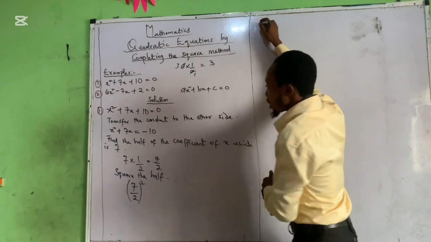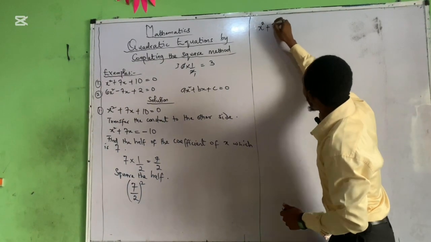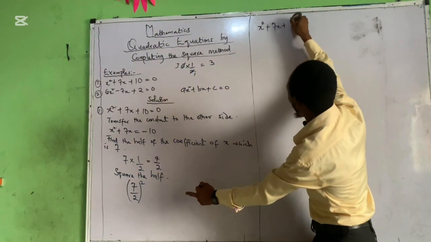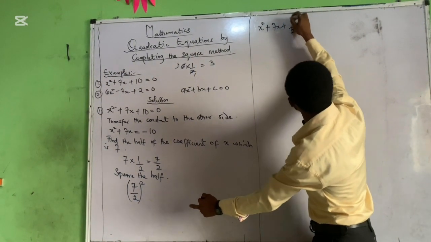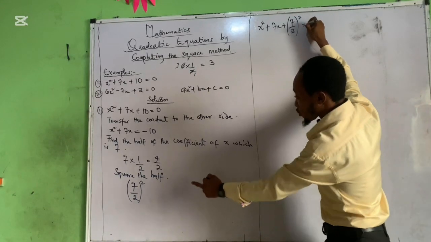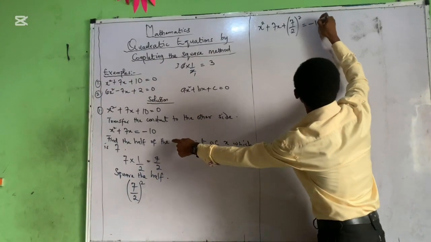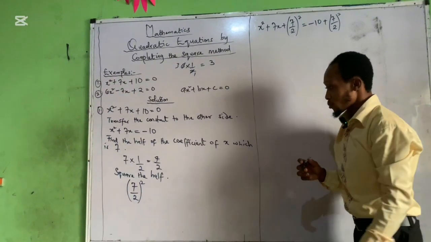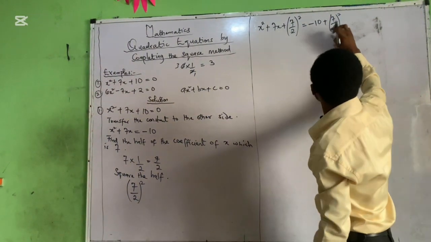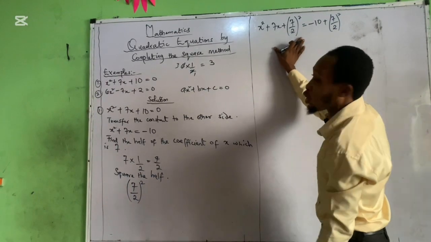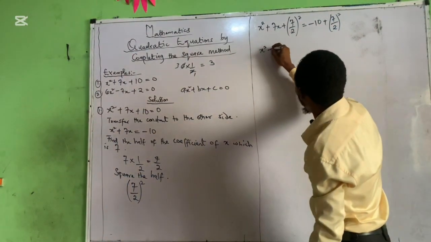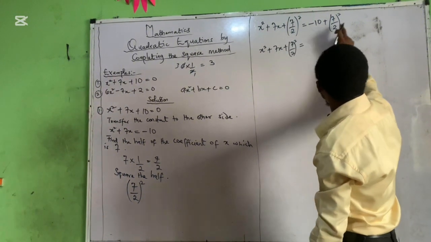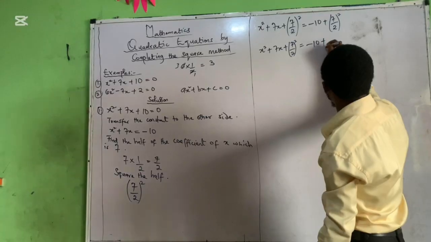Now follow me. We have x squared plus 7x. Now the half, we are adding the half to both sides. So that will be plus 7 over 2 squared equals, now the next one is minus 10 plus, we are also adding the half here, 7 over 2 squared. Now the next thing is, we can simplify this. Leave this one like this because we are going to combine the squares. So we have x squared plus 7x plus 7 over 2 squared equals, now I have minus 10 plus 7.